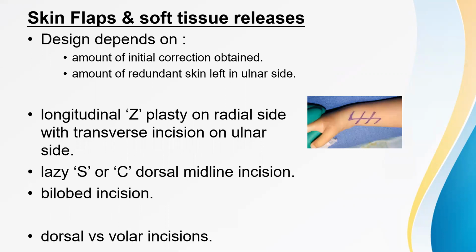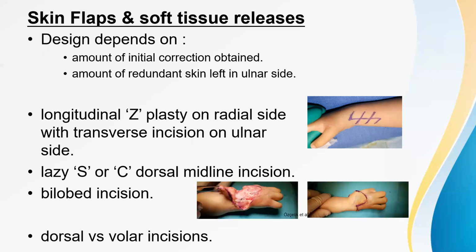The first step in the surgery is to plan and design the skin flaps and the soft tissue releases. This design will depend on the amount of initial correction obtained by different methods and the amount of redundant skin left in the ulnar side after we finish. Simplest is longitudinal Z-plasty on the radial side with a transverse incision on the ulnar side. Modified lazy S or C dorsal midline incision has been used.